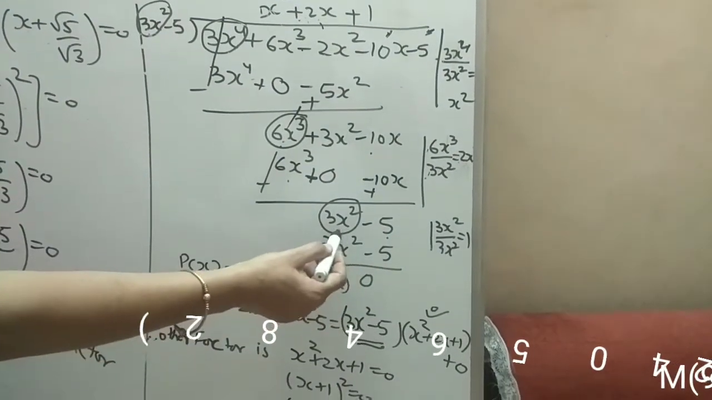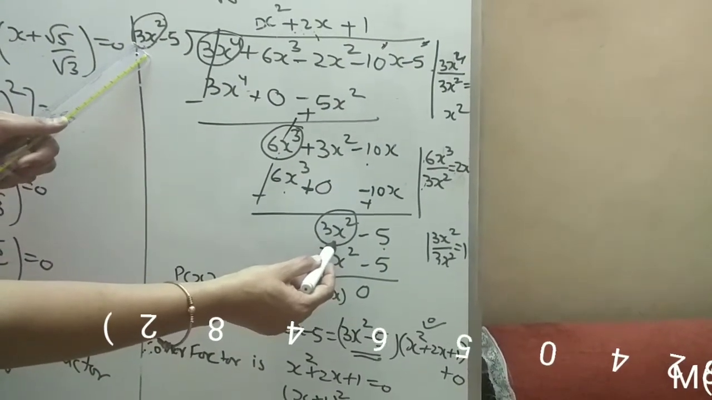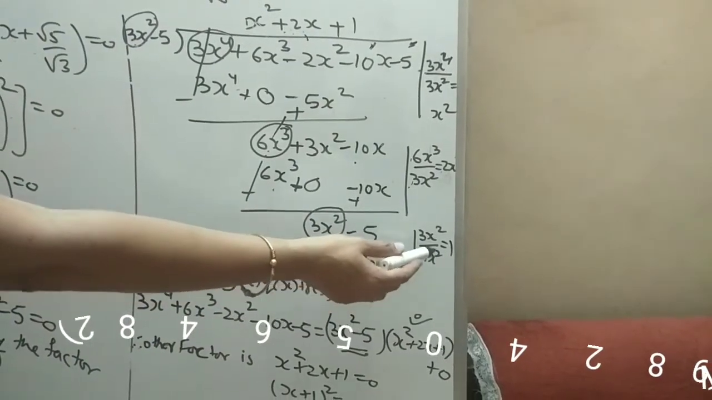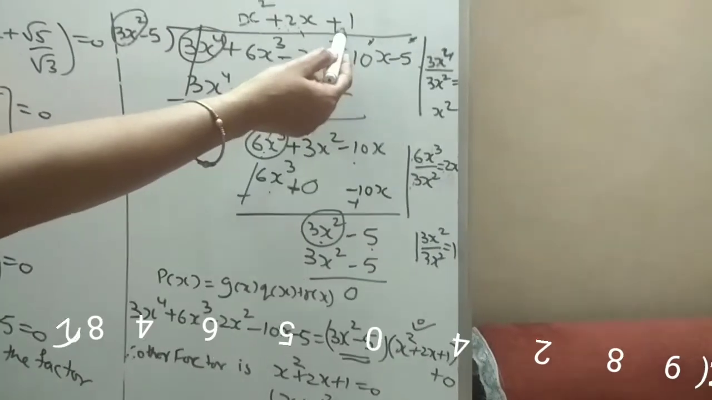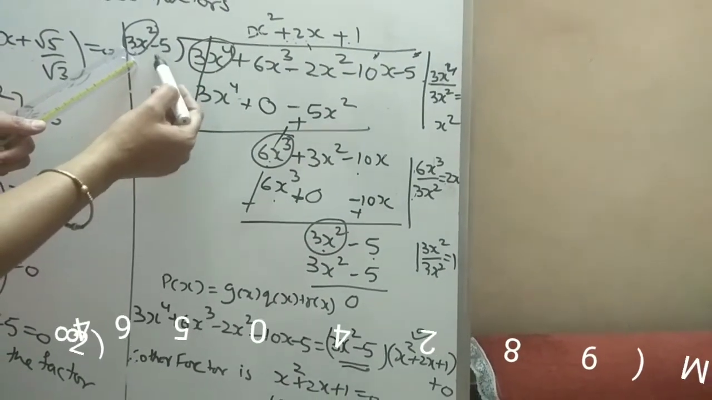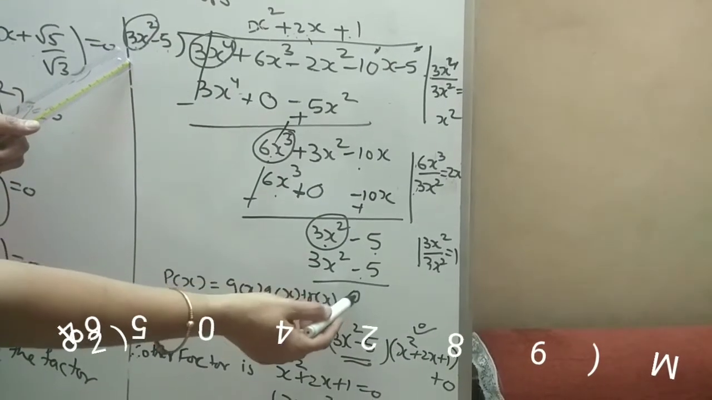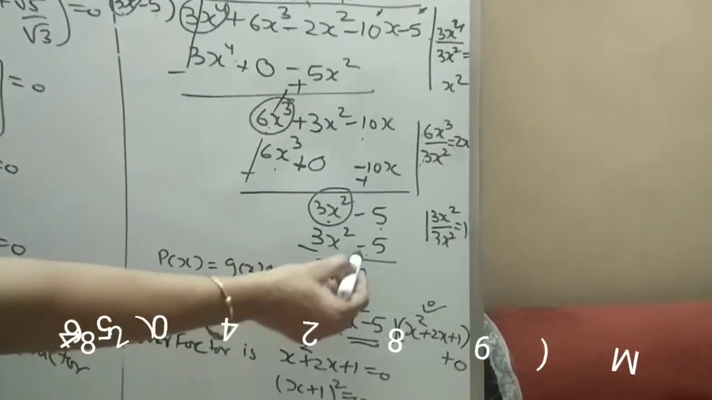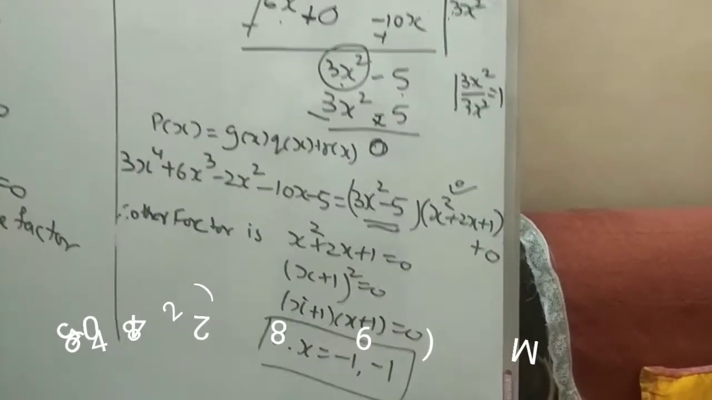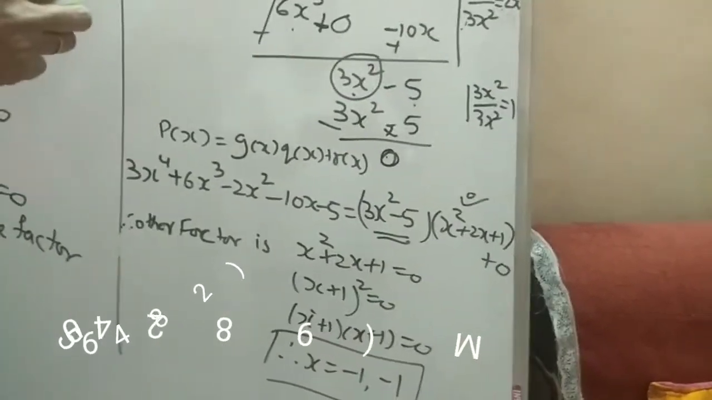Now again, first term should be divided by the first term of the divisor. So here the rough calculation, 3x square divided by 3x square, you are getting plus 1, which we are writing here. So when this 1 is multiplied here, you are getting 3x square minus 5. When multiplied, the number as it is. So changing the sign, the remainder is 0. Obviously, you will get remainder 0 because this was the factor. So we are getting remainder 0.